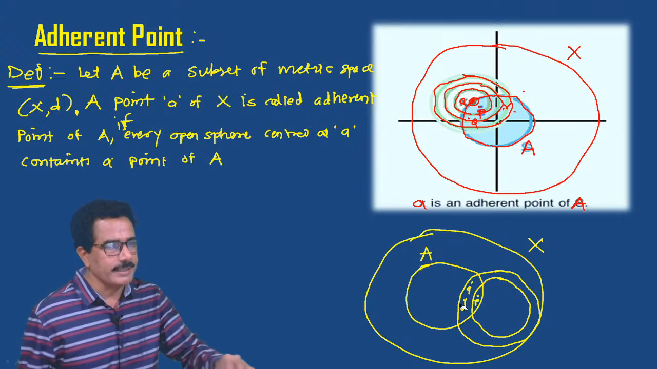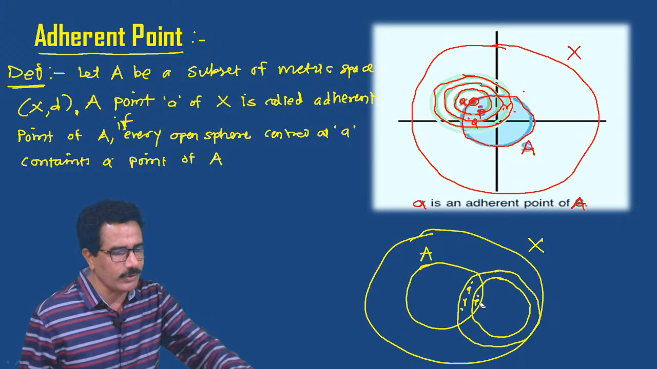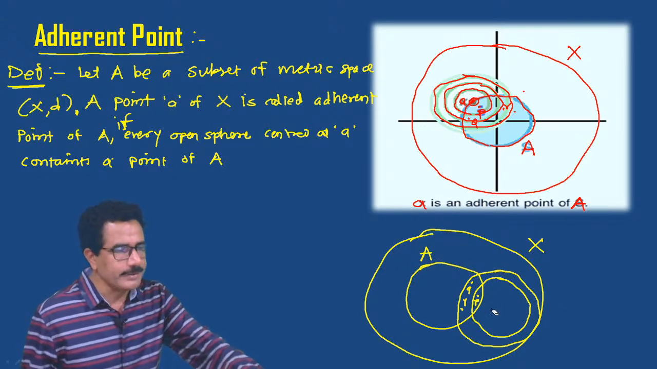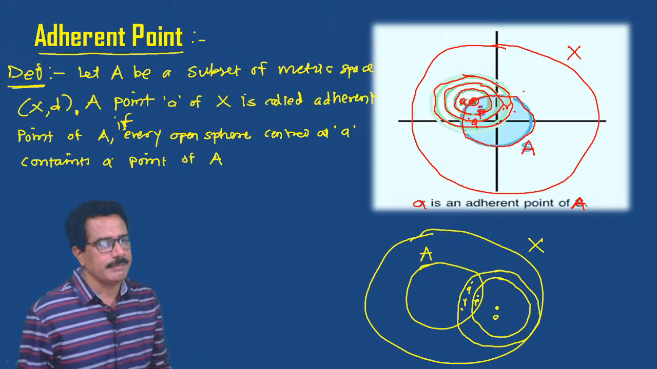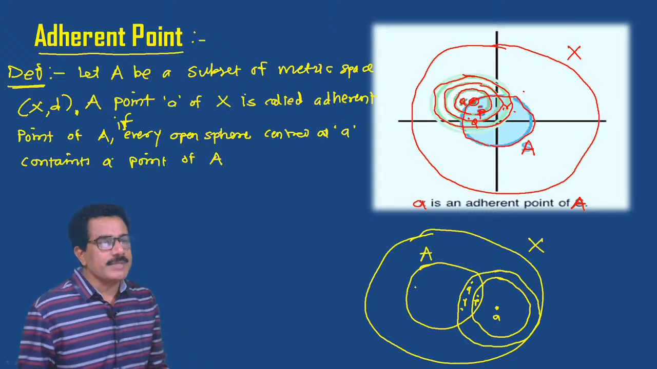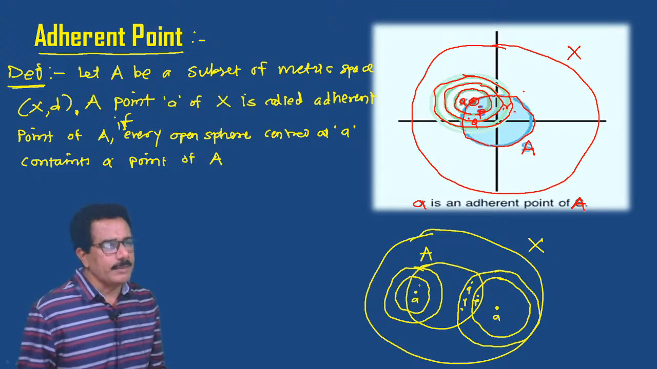Since it says every open sphere, we have to take the point in such a way that every open sphere, which is nearer to a, whether outside or inside, whatever it may be, is centered at a. Now suppose a is inside, we can take a inside, then suppose this is a point P, this is Q, this is R.